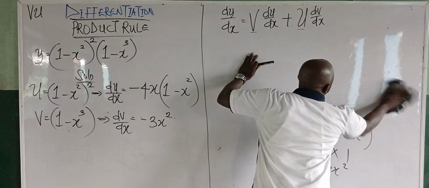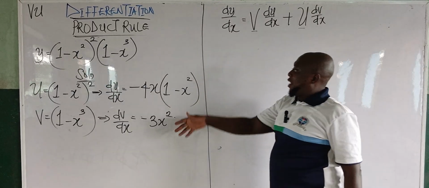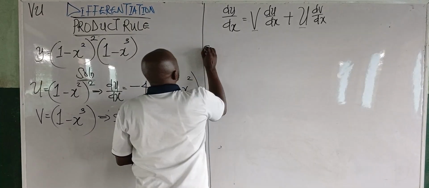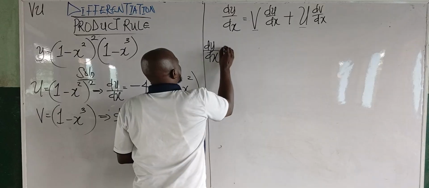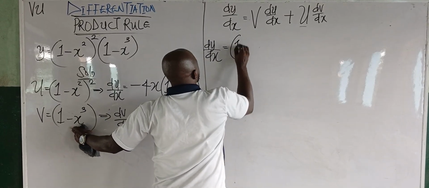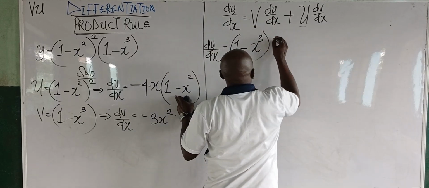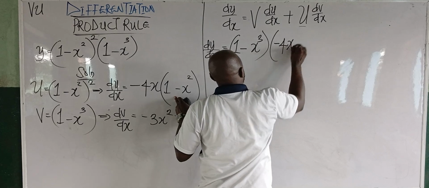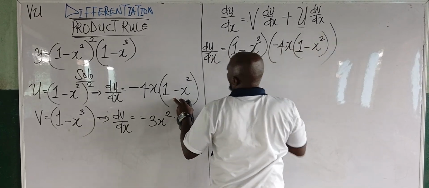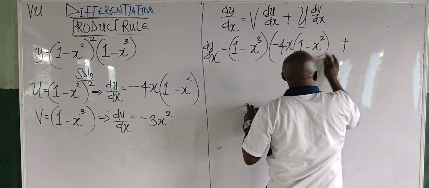Now, what we know going forward is that we have gotten everything. It's for us to apply this formula. So let's apply the formula. We say dy over dx going further. What is my v? My v from the beginning is this one. So I will say 1 minus x cubed. What is my du dx? It is this one. So I'll have it as minus 4x into bracket (1 minus x squared) here. This is what I'm having now. All bracket closed. Plus, I'm having plus here.